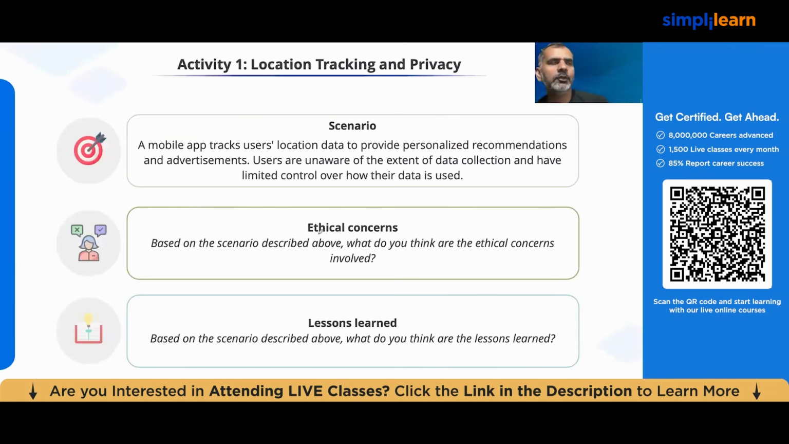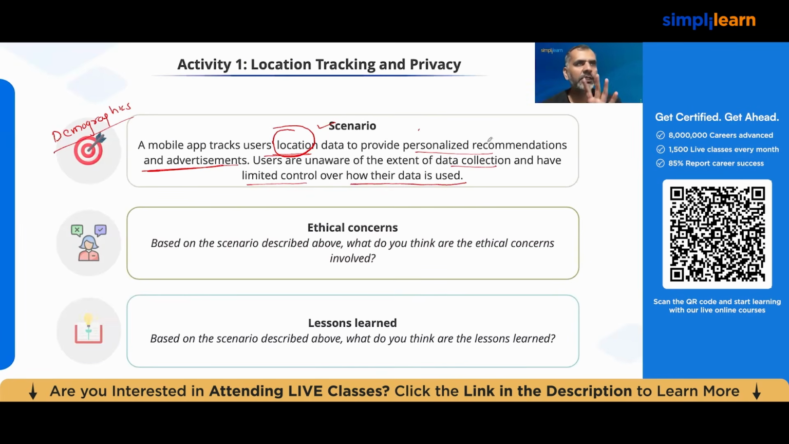So let us suppose we take a scenario where there is a mobile application that tracks user location, and that location data provides personalized recommendations and advertisements. So remember what the application is doing: it is collecting the location of the user, meaning demographic information. And this application is using this information to provide personalized recommendations and advertisements. Users are unaware of the extent of data collection and have limited control over how their data is used. So that is the current scenario.